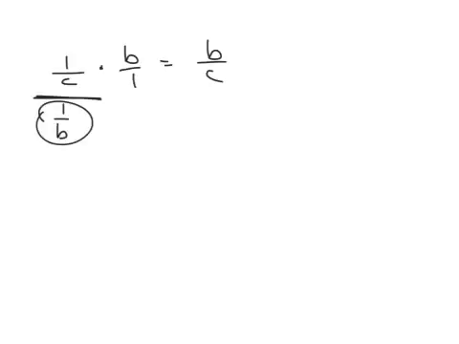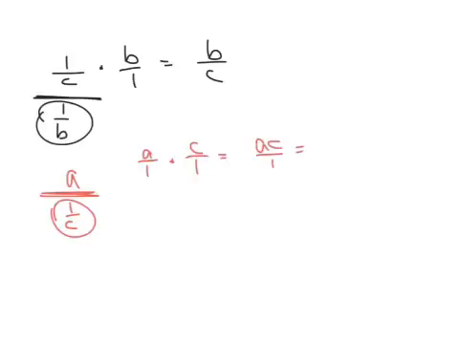Now if I have something like a over 1 over c. Again, I'm going to make the top one into a fraction. If I make them both into fractions, it makes life easier. Flip that upside down, put it next to it, and multiply. AC over 1, or any number over 1, is just that number. So those are the two easy ones.